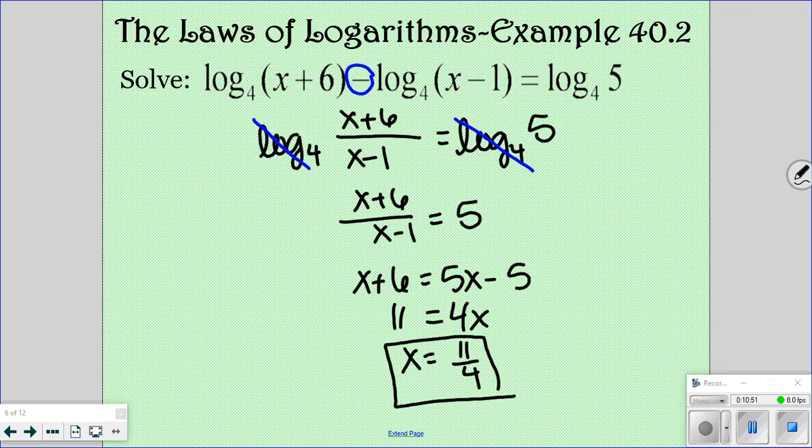And then we need to check and make sure. Is 11 over 4 plus 6 positive? It is. Is 11 over 4 minus 1 positive? It is. And then this one was already positive. So this is our answer. Okay, so that's how you would use the quotient rule for your logarithms.